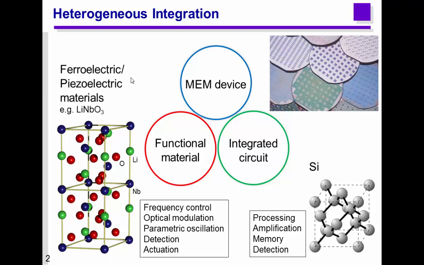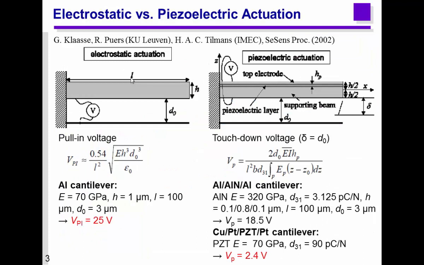Okay, today I will talk about the integration method, the heterogeneous integration method. What is heterogeneous integration? This is the integration of different kinds of components, for example, MEMS and IC and SAW device. And also the integration of different kinds of materials, silicon and piezoelectric crystal. This is useful. Why? I will explain later.